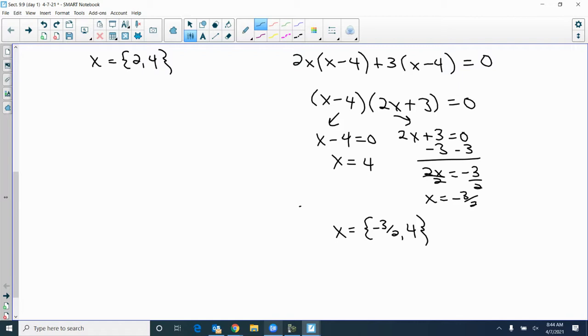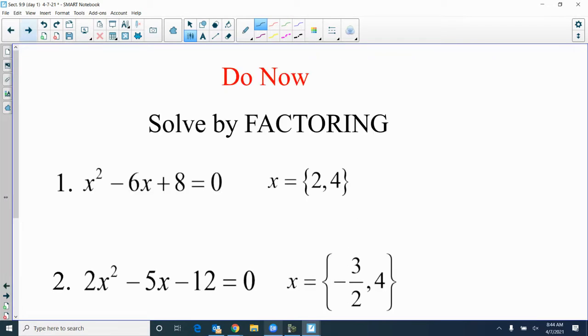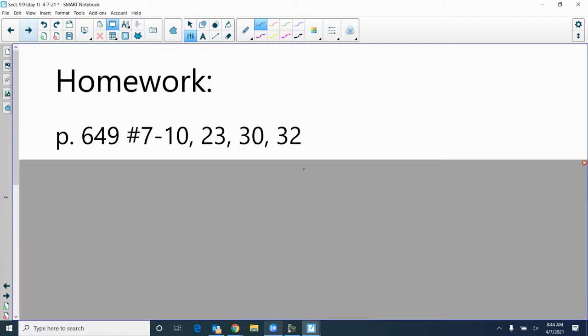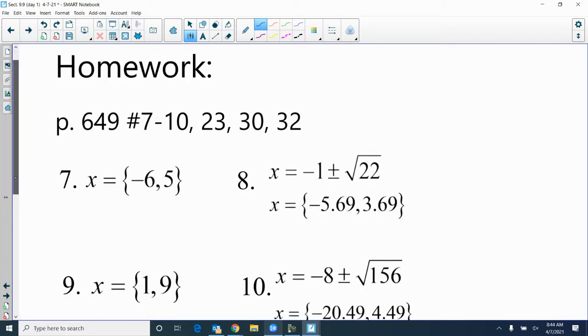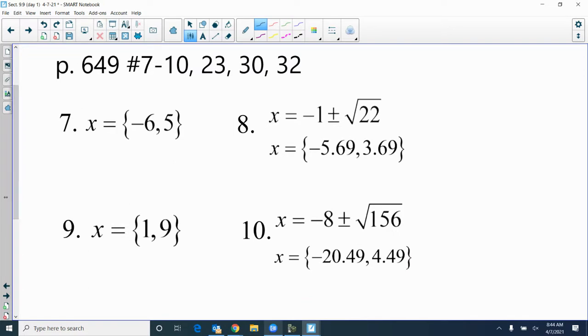Now, going through, most of you were pretty good on yesterday's work. A couple minor mistakes, but let me give you the answers for yesterday. Those are the answers for what we had: 2, 4, negative 3 halves, 4. I know you didn't have to do 7, so don't worry about that. For 8, you should have 2 cases, and some of you noticed it ended up being similar to the one we did in class, which was fine. So negative 1 plus or minus the square root of 2 would be the radical. The decimals would be negative 5.69 and 3.69.